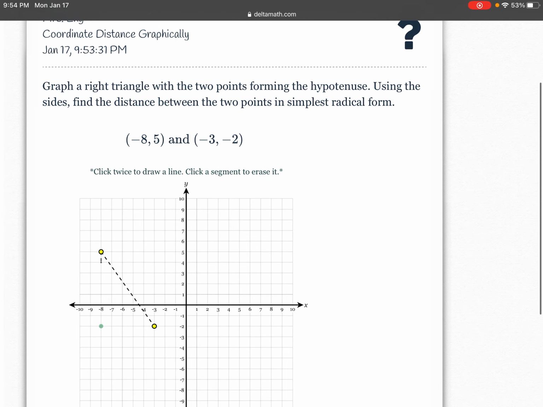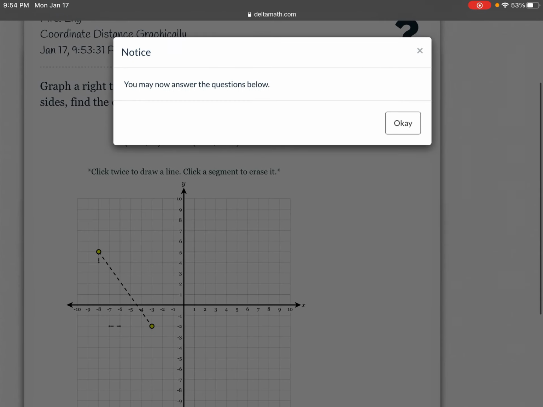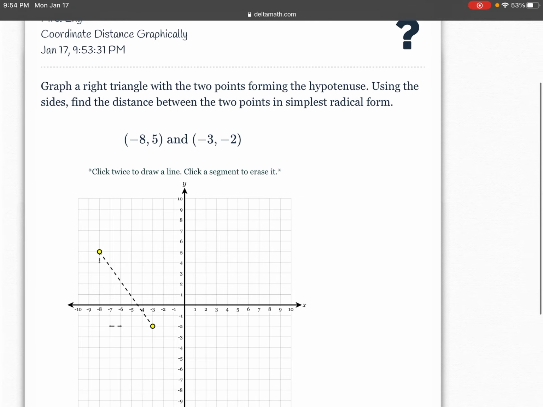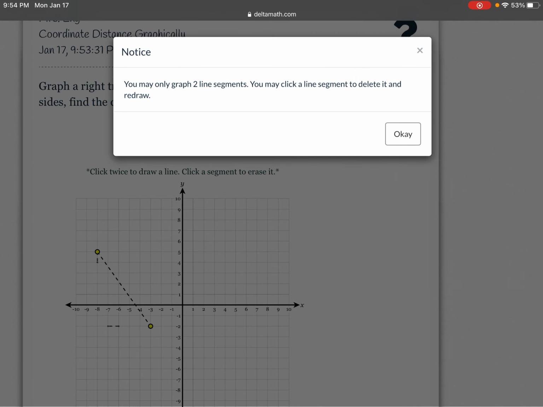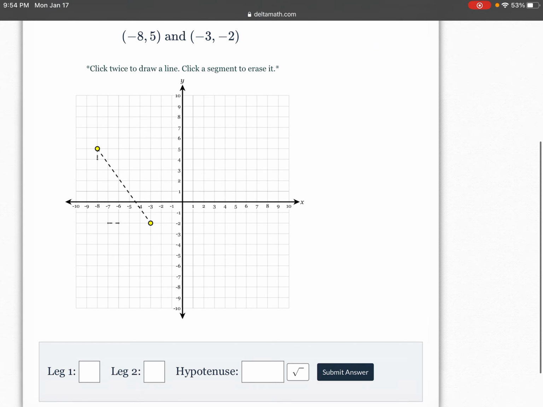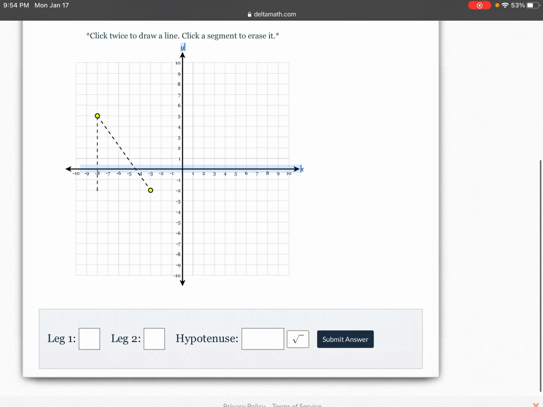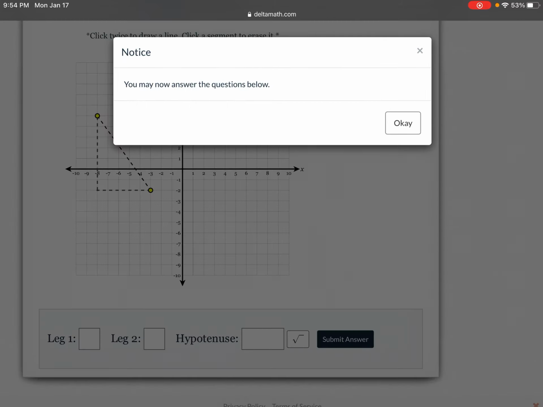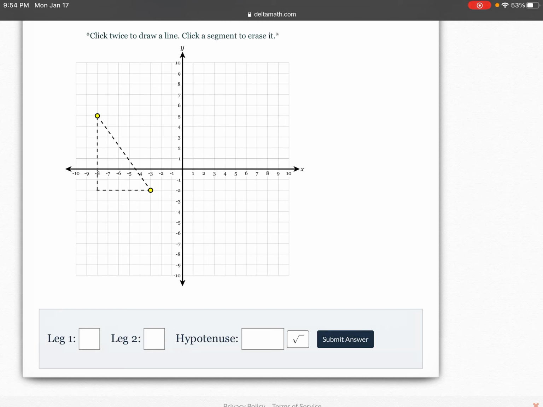Let's see. All right, it's not making me make a triangle. You may only graph 2 line segments. Click twice. Click on the segment to erase it. It's not letting me drag. Oh, there we go. And then from here to here. Whew. Now I know what you guys go through on your phones. I'm doing this through my iPad.